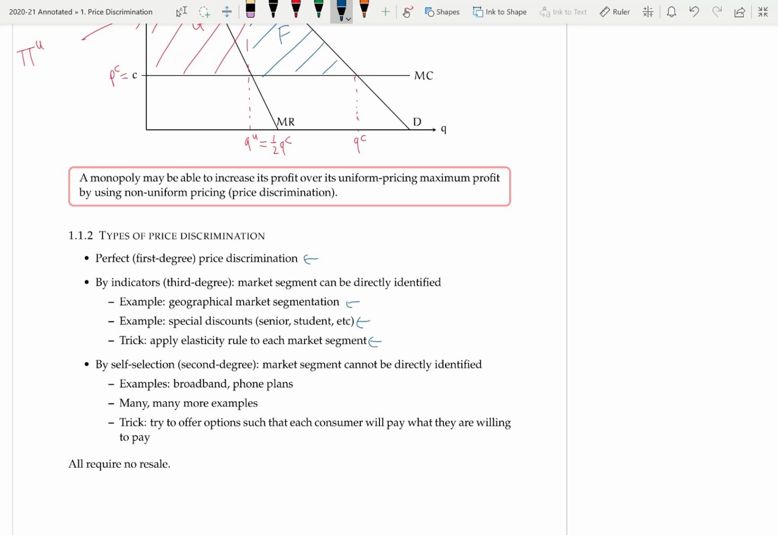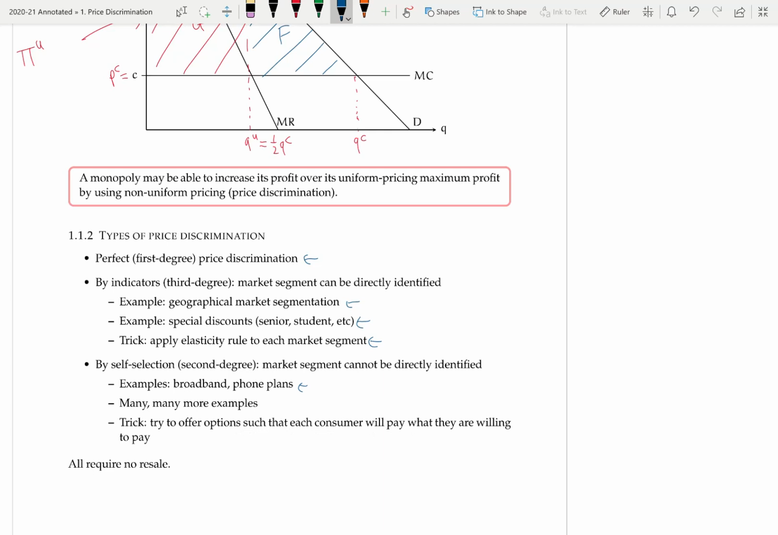And then finally there's second degree price discrimination. This is where a market segment can't be identified directly, so it's not possible to distinguish between different types of buyers and offer them different prices. Examples of this, we saw the example of broadband, but you see this a lot with phone plans. And there are many more examples. This is the most common type of price discrimination. So the idea here is to offer options to consumers that will pay as close as possible to what they're willing to pay.